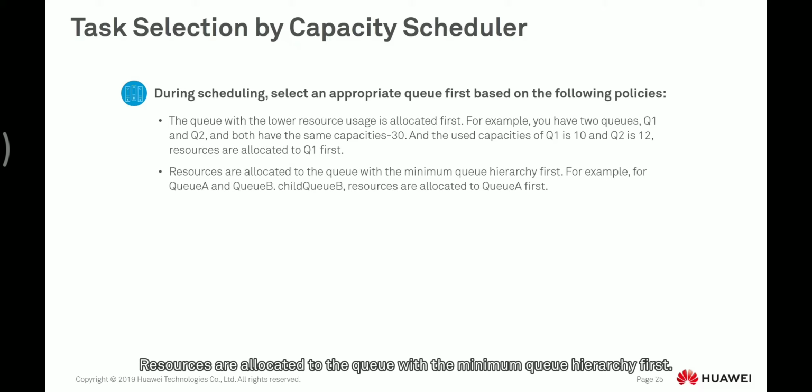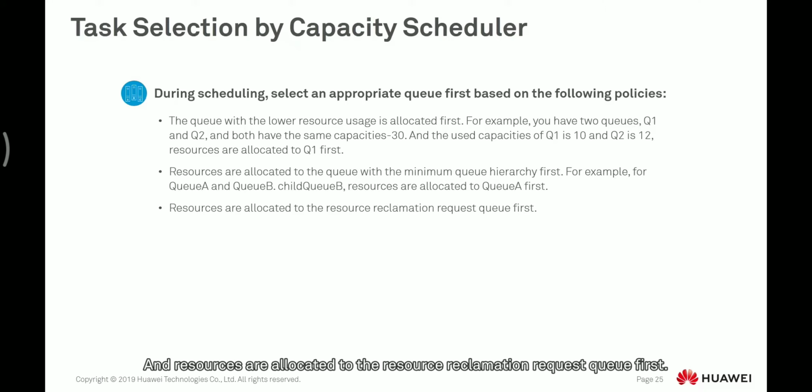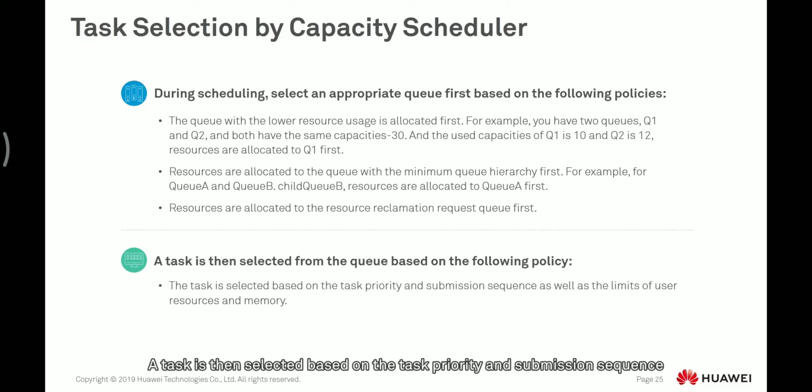Resources are allocated to the queue with the minimum queue hierarchy first, and the resources are allocated to the resource reclamation request queue first. A task is then selected based on the task priority and submission sequence as well as the limits of user resources and memory.